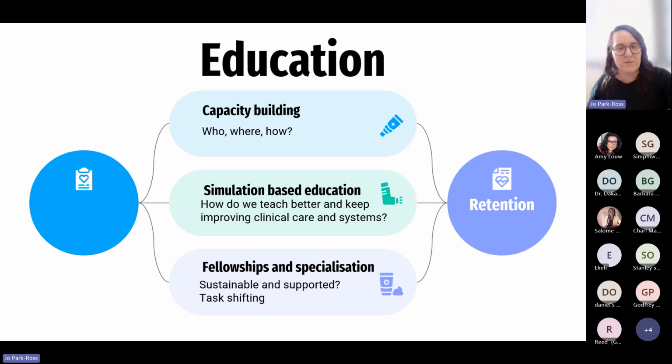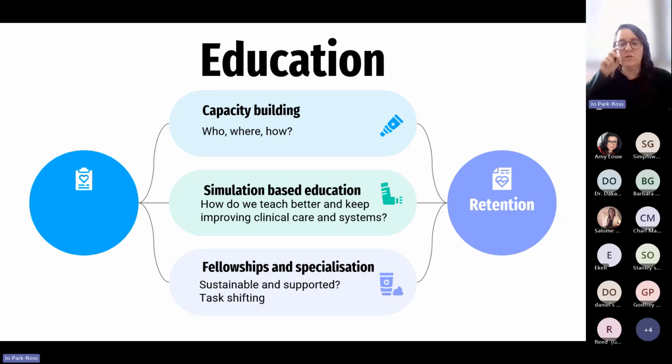I have a huge simulation-based education bias, because I think that that's really how we teach better, and how we can translate knowledge into practice in a way which is safe for patients. And I've presented about it before, so I'll restrain myself. But just to emphasize that simulation is not only about knowledge, it's also about systems testing and quality improvement and helping teams work better together.